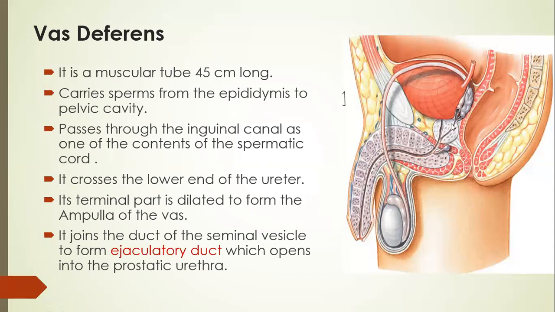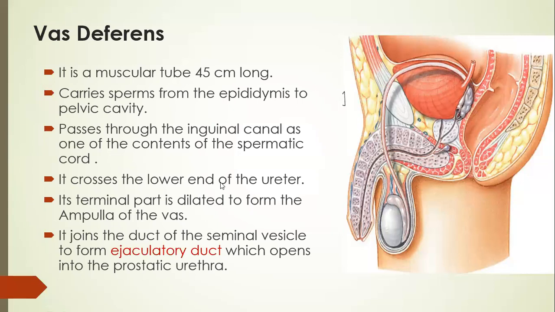So it is coming into the pelvic cavity, processing through the inguinal canal. When it is passing, it will pass through the inguinal canal. So this is one of the important contents of the inguinal canal, as one of the contents of the spermatic cord. It crosses the lower end of the ureter. Now if you see here, it will pass behind the ureters. These are the ureters which are opening into the bladder here, kidneys are above. So the urine will pass from the kidney into the ureter and from there into the bladder. So this vas deferens is going behind the ureter.